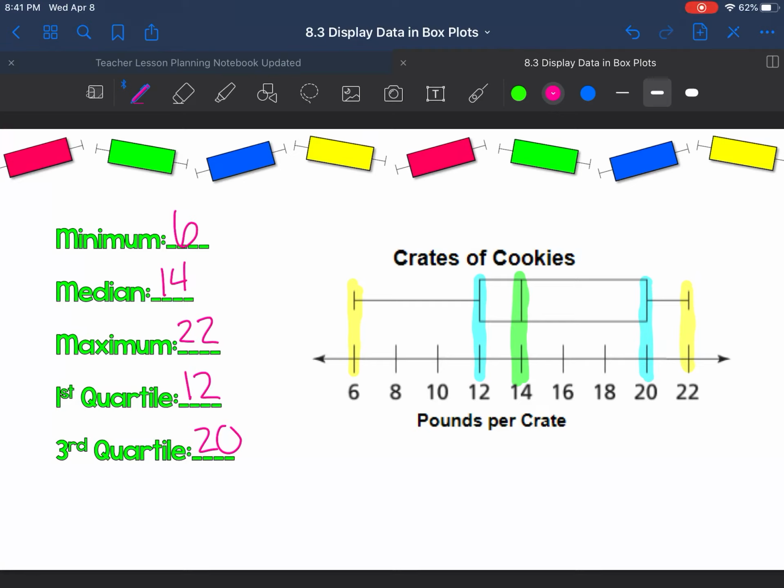And that's it, guys. That is how you display data in a box plot. So I hope you enjoyed today's lesson. I love drawing these. They're so much fun.